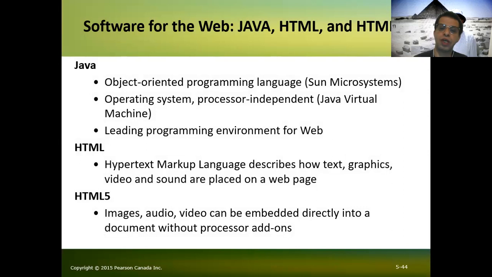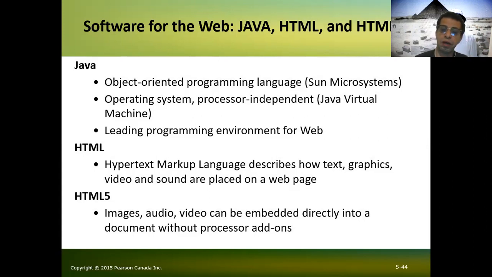Then you have Java. Java is an object-oriented programming language used mostly by Sun Microsystems and Microsoft. Sun was bought by Oracle. Now they can give you a package of software and hardware together. For the servers of Sun, you use Java and Unix. You can also use Linux. Operating system processors like the Java virtual machine are the leading programming environment for the web.